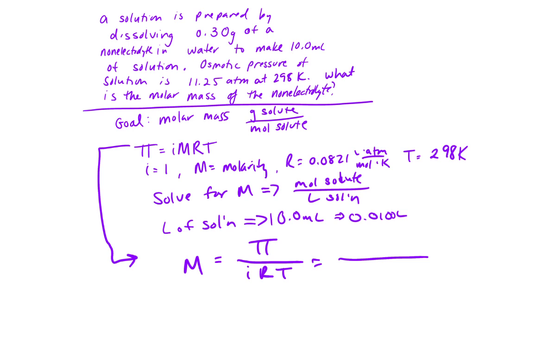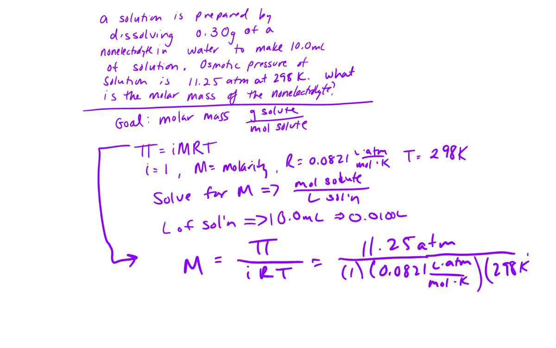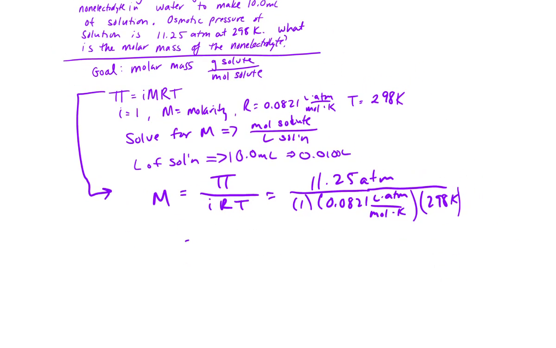Osmotic pressure was given in atmospheres, which is good. It's going to cancel with the unit in R. If it's in torr, you would need to convert it to atmospheres. There was a problem like that on the recitation, I believe. So we have 11.25 atmospheres over I, which is 1, times R, 0.0821 liters times atmospheres over moles Kelvin, times the temperature in Kelvin. When we solve for this, we get a molarity of 0.460 moles of solute per liter of solution. Is everyone okay up to that point?